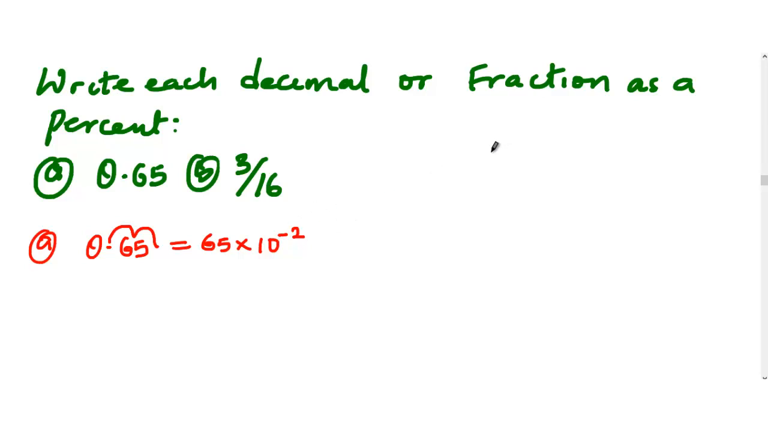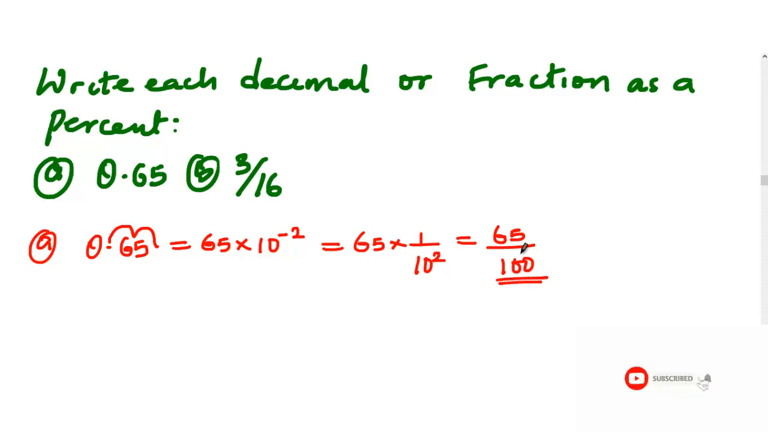So from the law of indices, 10 raised to power minus 2 is the same thing as 1 over 10 raised to power 2. That's just a kind of recall. If we plug this in, this can be written as 65 times 1 over 10 raised to power 2. That gives us 65 over 10 raised to power 2, that is 100. So we've been able to achieve a denominator which is 100. So this can be written as 65%. What we are saying is 65% is the same thing as 0.65, owing to the fact that the denominator is 100.